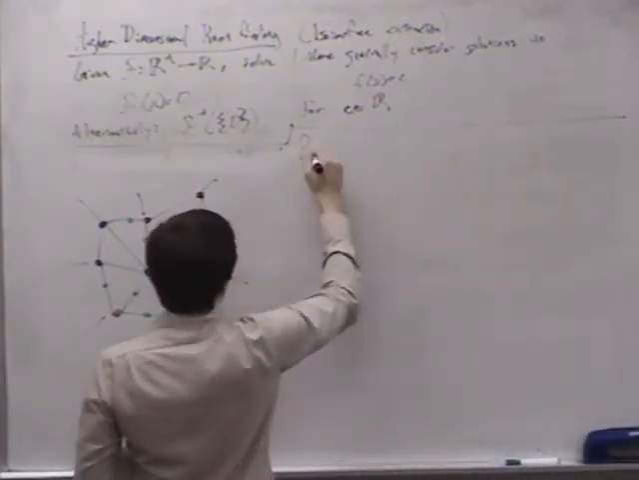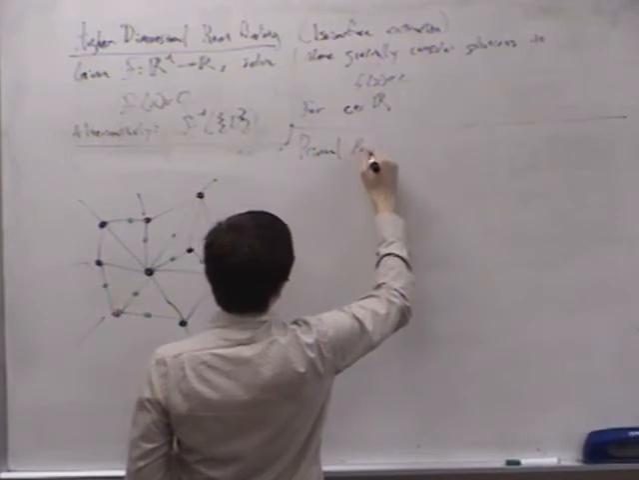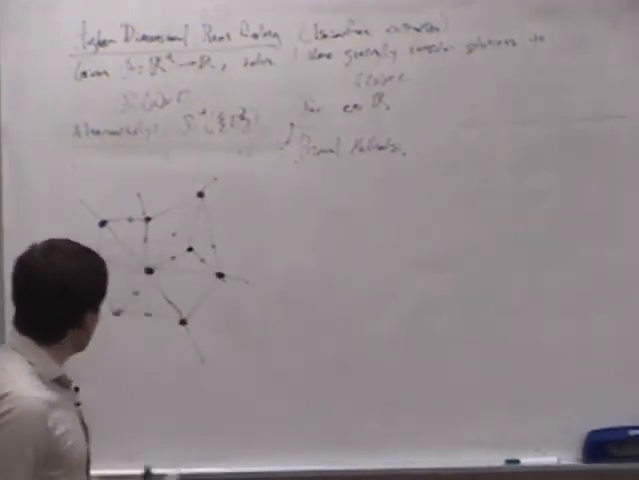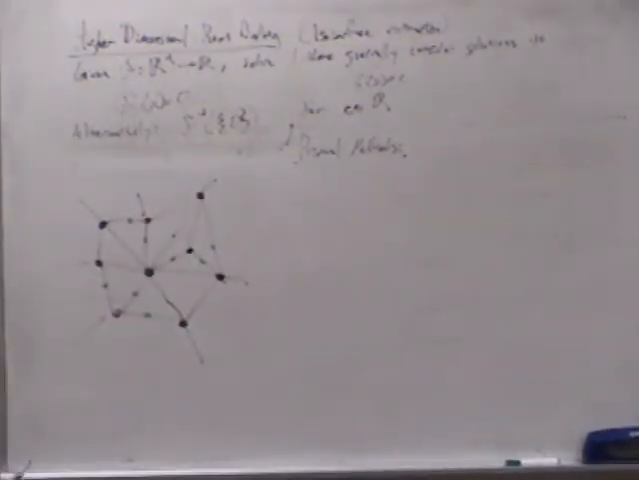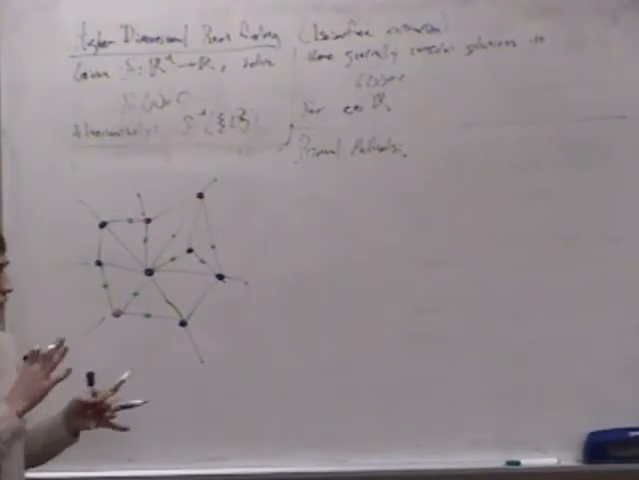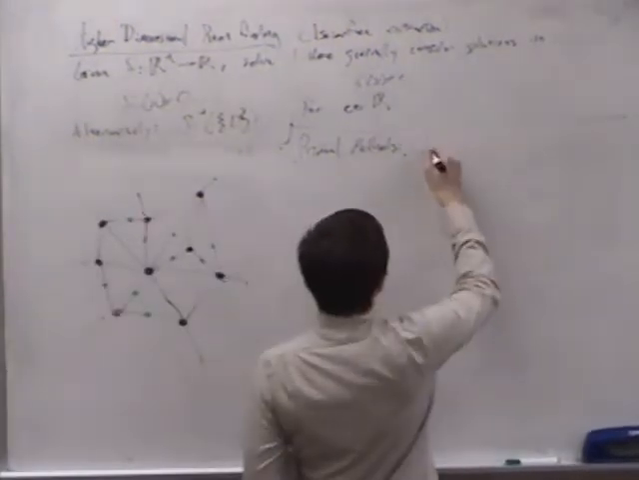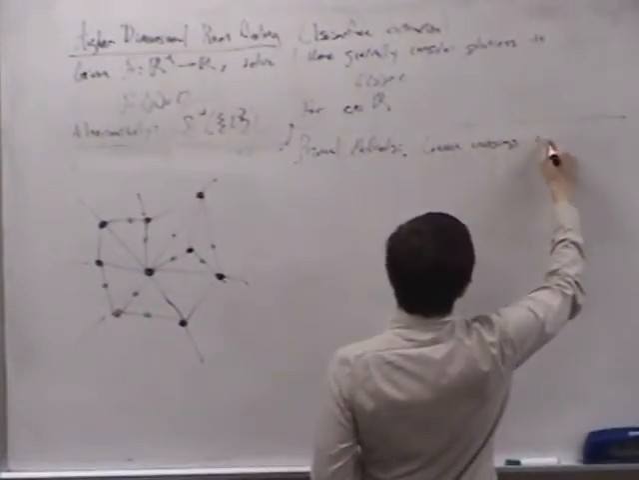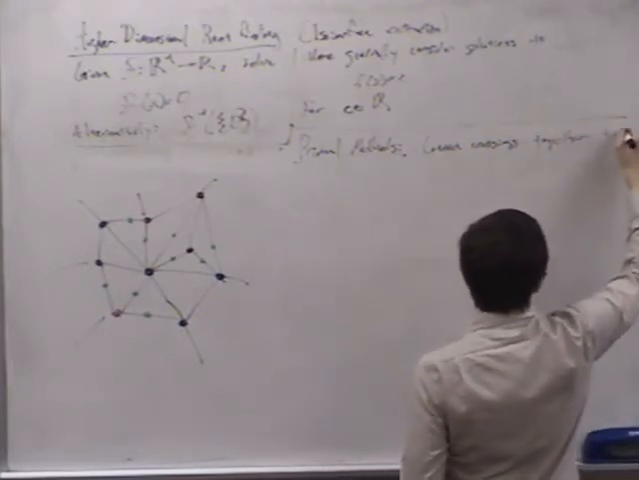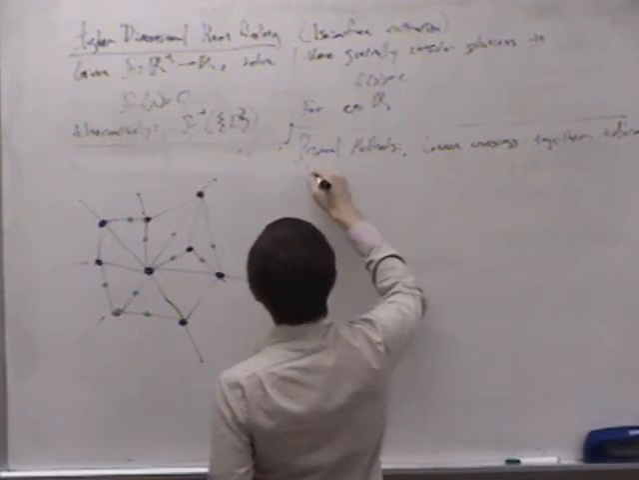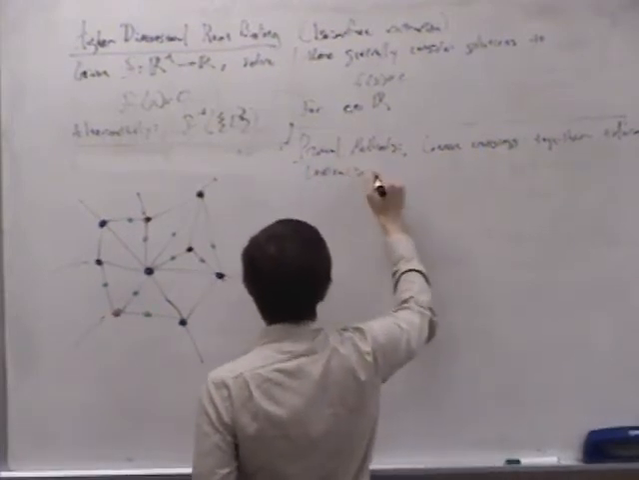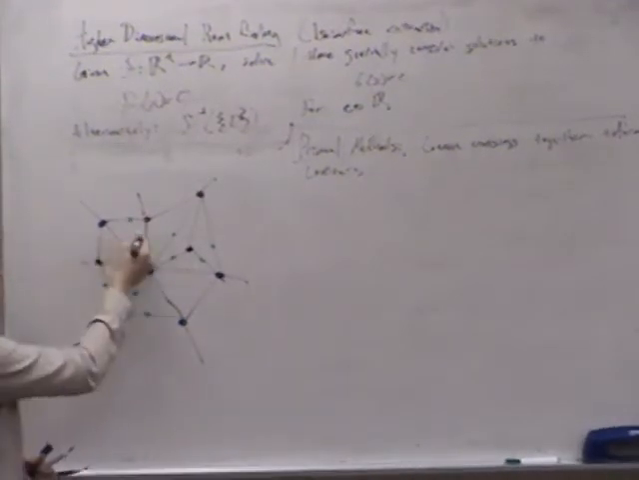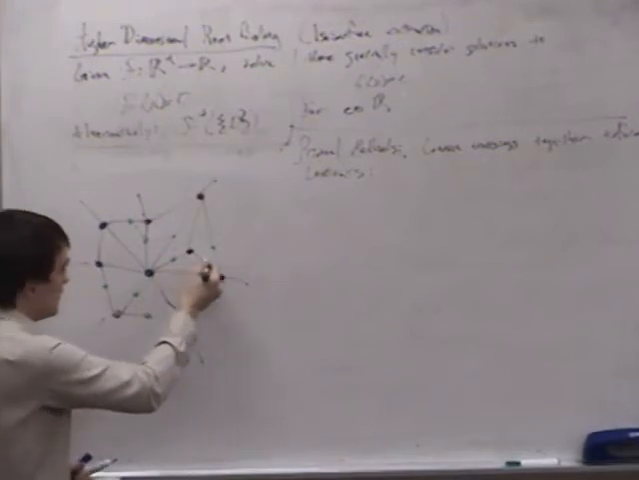So primal methods. With these primal methods, what we would like to do is connect these vertices together to form contours. So we want to connect crossings together to form contours. So for example, in this picture, this would be pretty easy to do, right? I mean, they're all just triangles, so we're just going to draw a line here like this, snap them together.